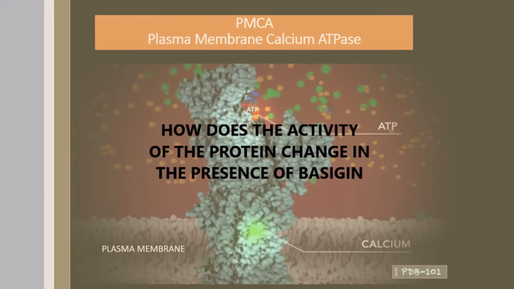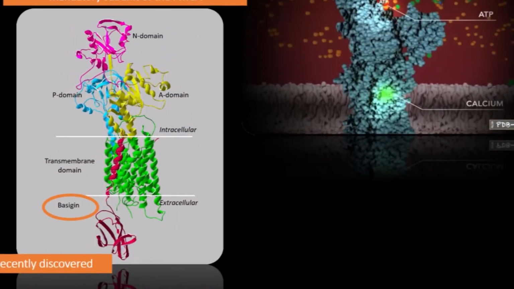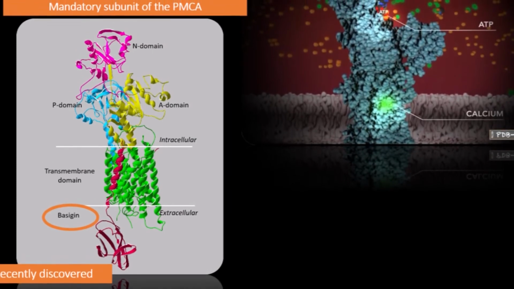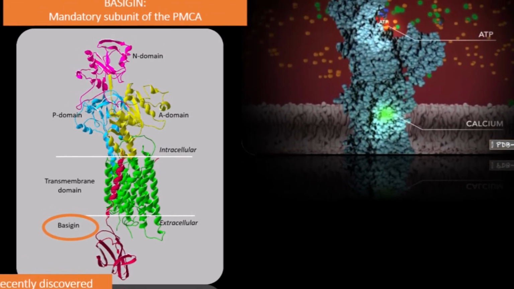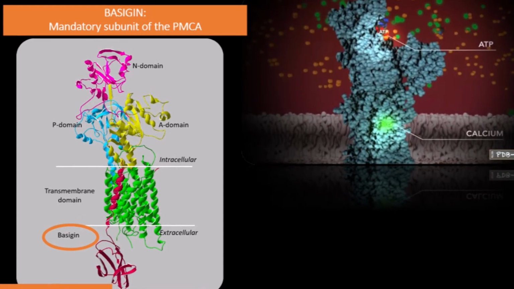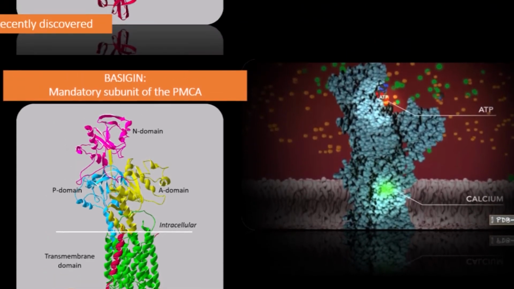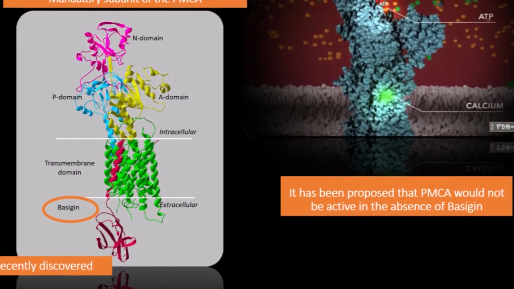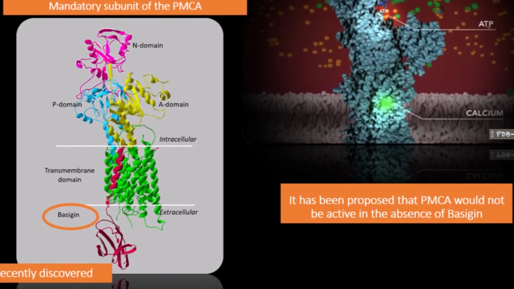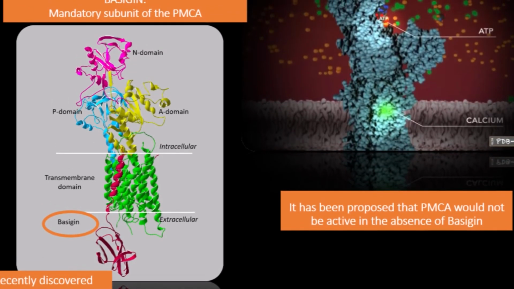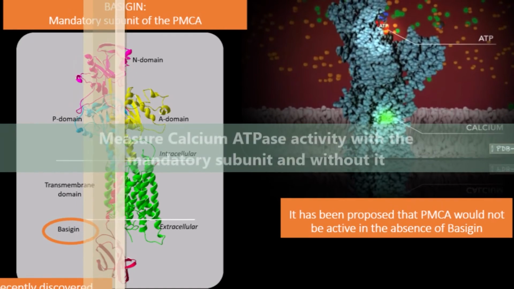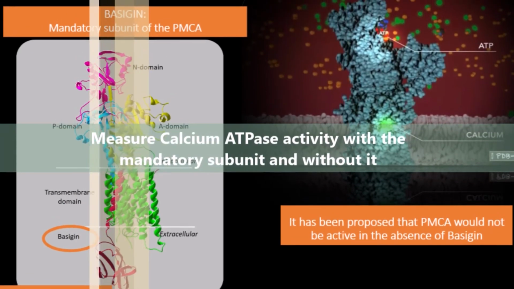And what is Vasogene? It is a mandatory subunit that has recently been discovered to bind to the calcium ATPase. It has been proposed that PMCA will not be active in the absence of this subunit. But we are not completely sure about this, so what we are going to do is measure calcium ATPase activity with the mandatory subunit and without it.